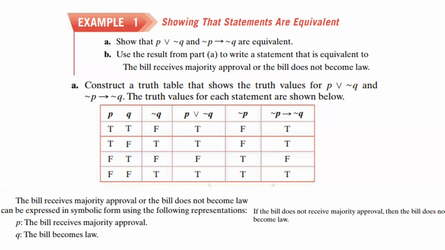So in the bottom left, I took the statement and put it in symbolic notation, which is not a bad way to do it. And then once I have that symbolic notation, it's easier to read off that last column, right? Because if P is the bill receives majority approval, and Q is the bill becomes law, then now I have my logical or symbolic form. I just translate it back. Tilde P is the bill does not receive majority approval. Tilde Q is the bill does not become law. And so now I can translate it to this equivalent statement.